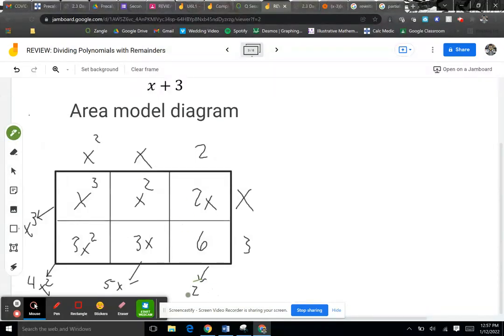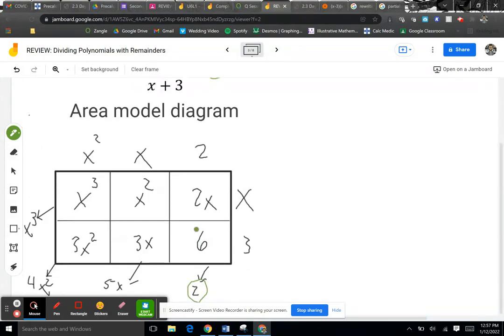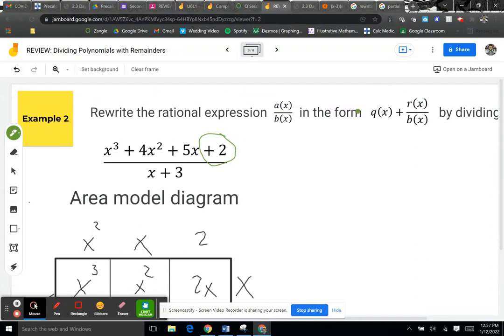We wanted to get 2. We wanted to get this 2 right here. Well, we're overshooting by 4. Therefore, our remainder is equal to negative 4. I could calculate that by going 2 minus 6 is negative 4. If you wanted to do that, you can go 2 minus 6 gives us negative 4. So we have a remainder of negative 4. That is our function right here.